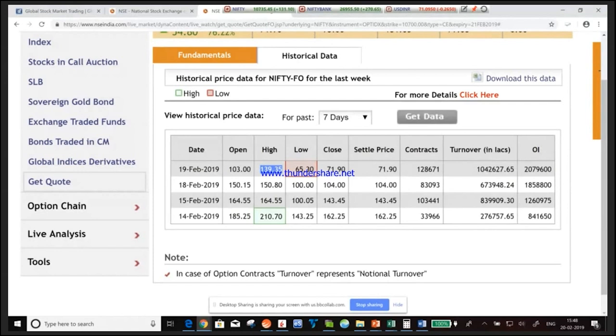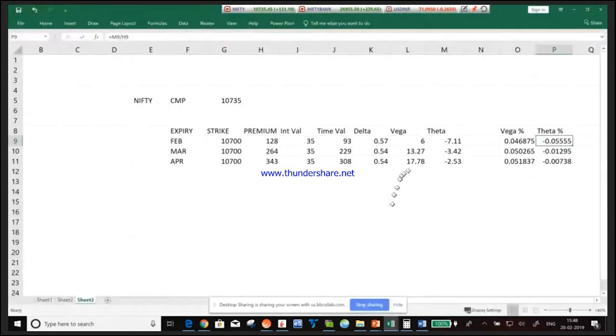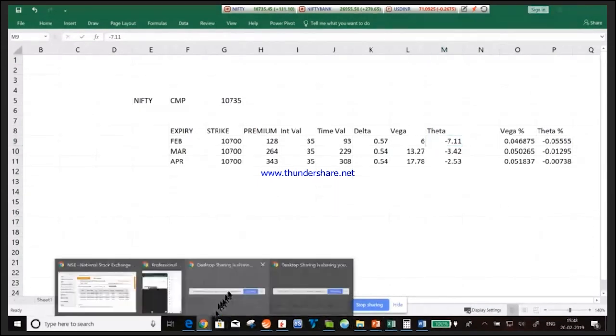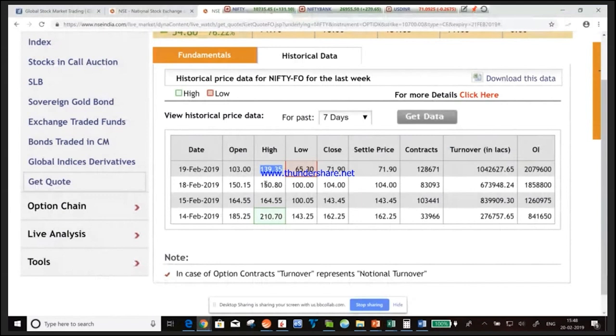Yes. And if you see the value of theta for February expiry is approximately 7. 7 into 4 days is how much? You've lost that much approximately. Whatever the balance 4 rupees is could be because of delta or vega. That could have got added by delta or vega. But theta will make sure every day I'm going to reduce you by 7 rupees.